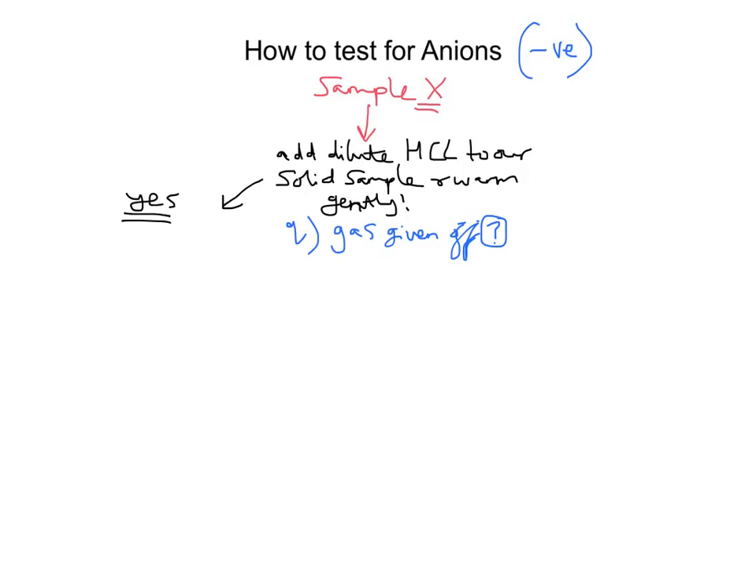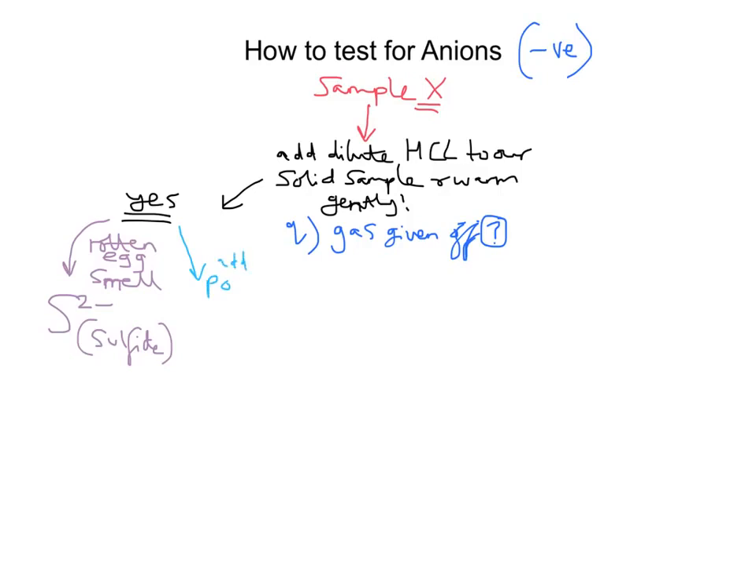So let's consider our options. If there is a rotten egg smell, now this is a classic unmistakable smell. If we've got a rotten egg smell coming from that reaction of our sample X with adding dilute HCl, then we definitely have the S2- sulfide ion present.